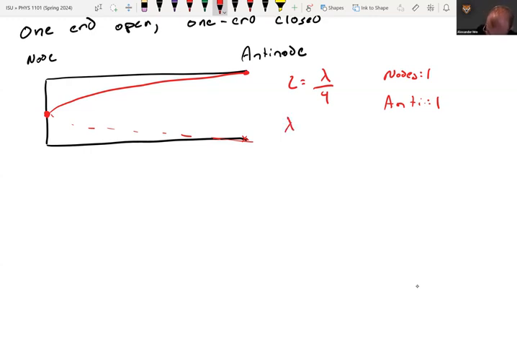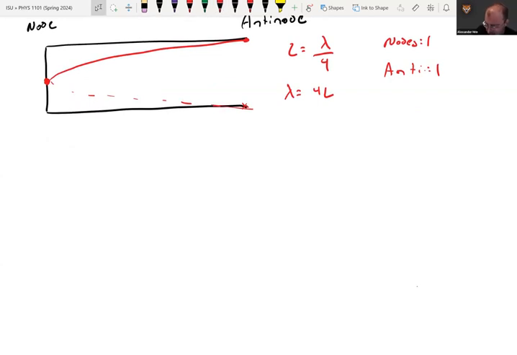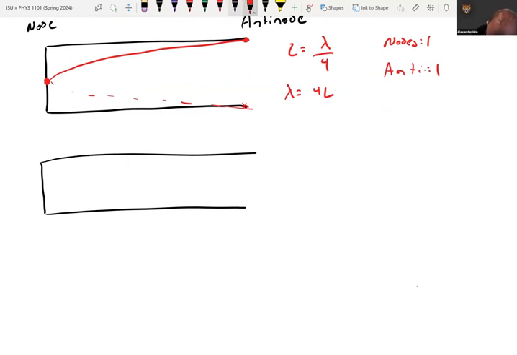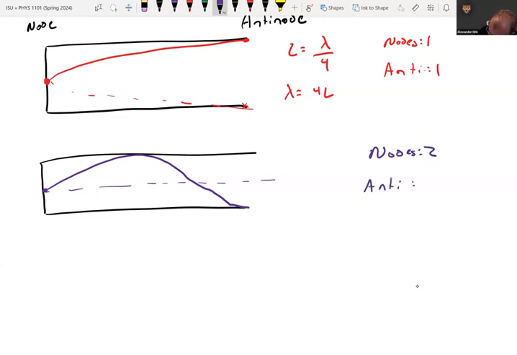All right. So what this means is lambda is equal to 4L. So that's what's going on there. Now, when we go to the next one, again going to purple, it's going to look something like this. Now, it turns out that that is not even a full wavelength yet. The full wavelength would go a little bit beyond because we would need to get back to the node position, but we don't. We only have 2 nodes and 2 antinodes, and the length is not equal to a full wavelength. It's actually equal to 3/4 of a wavelength. So if we solve for lambda, this would be 4L over 3.